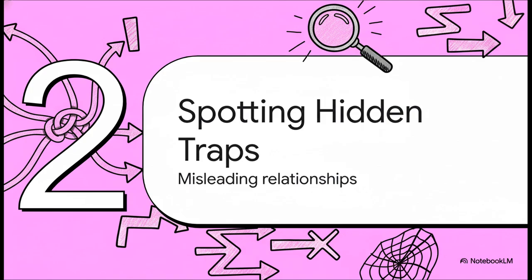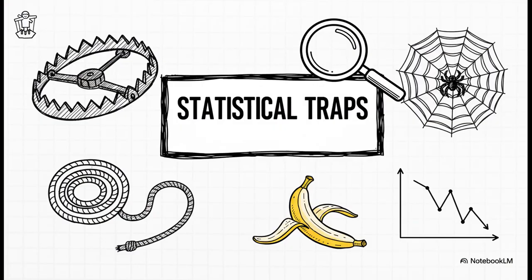Now, just knowing the difference between the two isn't quite enough. You see, examiners absolutely love to set these little statistical traps to see if you really get the context. So let's look at how to spot them. There are two major traps you really got to look out for: lurking variables and the infamous Simpson's paradox. Let's break them down so you can see them coming a mile away.